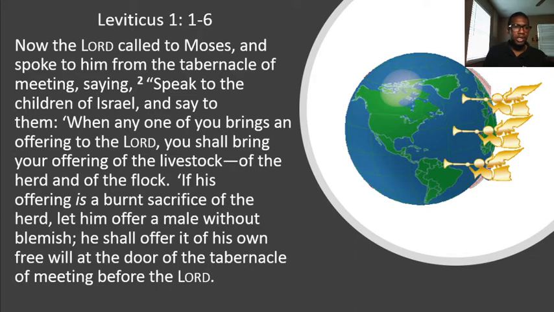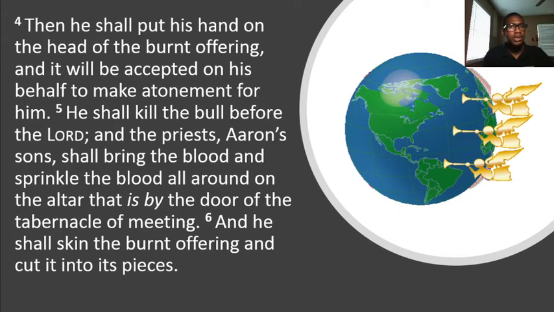If his offering is a burnt sacrifice of the herd, let him offer a male without blemish. He shall offer it of his own free will at the door of the tabernacle of meeting before the Lord. Then he shall put his hand on the head of the burnt offering, and it will be accepted on his behalf to make atonement for him. He shall kill the bull before the Lord, and the priests, Aaron's sons, shall bring the blood and sprinkle the blood all around on the altar that is by the door of the tabernacle of meeting, and he shall skin the burnt offering and cut it in its pieces.